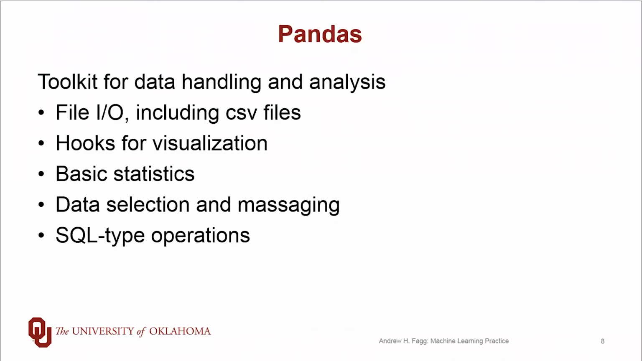So let's drill down into the Pandas toolkit a little bit. It does file input and output. We've already talked about CSV files, these comma-separated files. Those of you who've done work with things like spreadsheets, one of the formats that spreadsheet programs can take in or generate is CSV files. This is actually the original file format that's used by things like Excel.